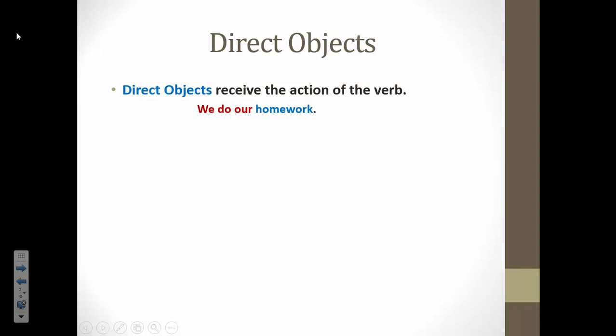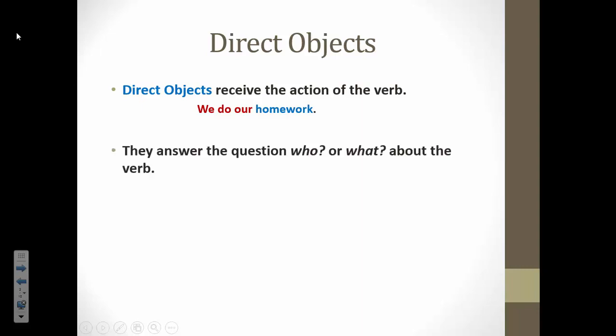Okay, so let's explain a little bit more because you'll see in this sentence in English it says we do our homework. Homework is the direct object because it's what we do. It's the thing that's receiving the action. They also answer the questions who or what about the verb. So in this sentence we could say, what do we do? We do homework. So that answers the question what. Let's go ahead and finish filling out part A where it says they answer the questions blank or blank about the verb.